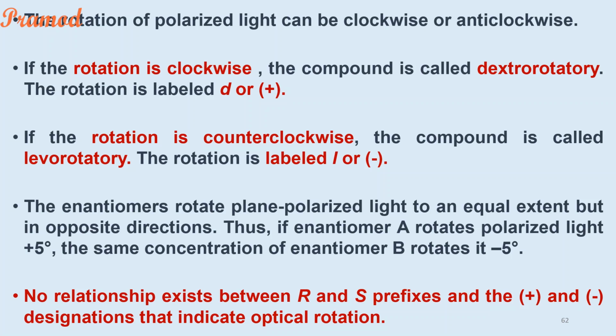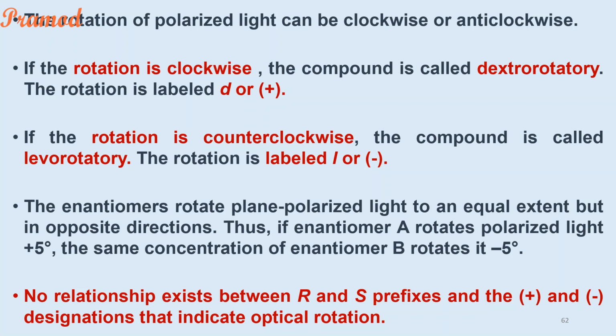So both the enantiomers A and B, which are mirror images of each other, rotate. If they are in equal concentration, they will rotate in exactly opposite directions, by equal amounts. So this is how you try to differentiate between the two enantiomers. There is no relation between R and S with the prefix plus and minus. So your absolute configuration has no relation with your rotation.